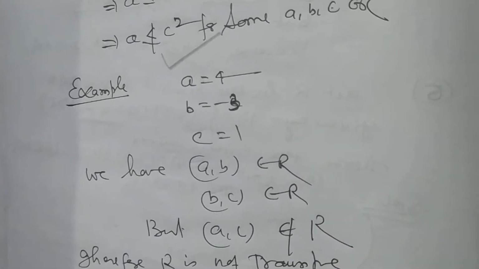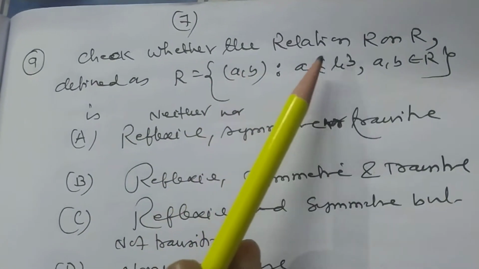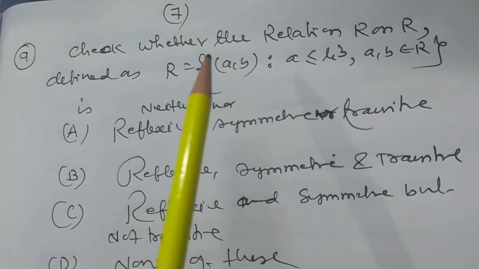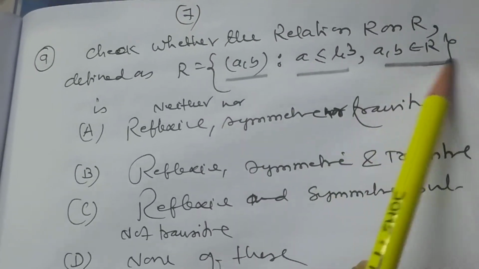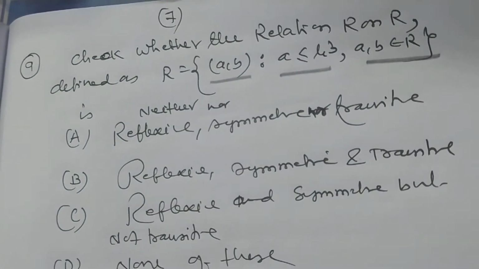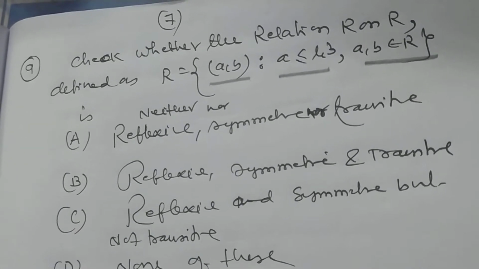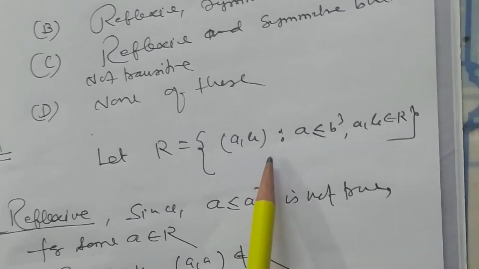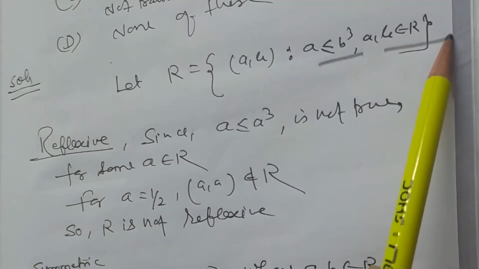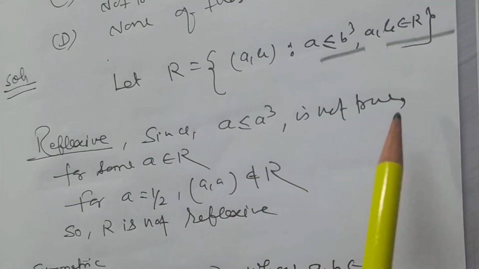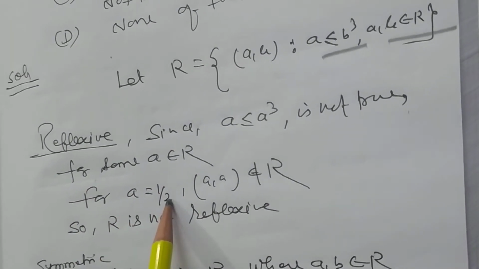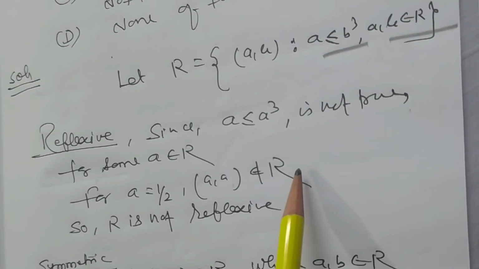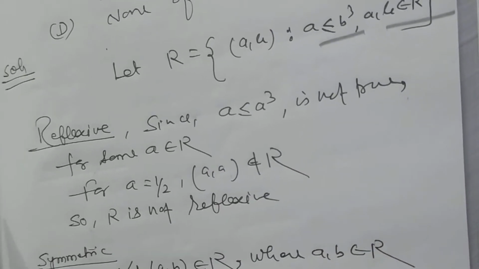Now I want to solve some more problems. Check whether the relation R on the real numbers, defined as R is a collection of elements (A, B) such that A is less than or equal to B cubed, is reflexive. There are 4 options here. Let R be the collection of elements (A, B) such that A is less than or equal to B cubed. Since A is less than or equal to A cubed is not true for some A belonging to R, take A equal to 1/2, (A, A) does not belong to R. So R is not a reflexive relation.